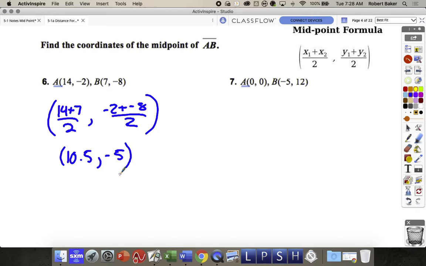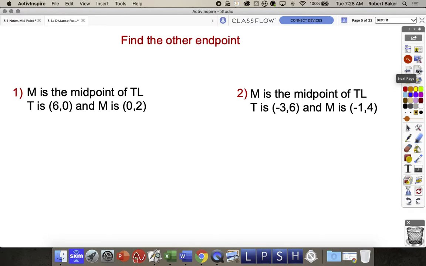So the last version of this is finding another endpoint. So in this scenario, I'm giving you one endpoint and one midpoint, and it is your job to find the other endpoint. So it says M is the midpoint of line segment TL. So I have line segment TL, and I know that M is exactly in the middle, so that this piece equals this piece. What I'm going to do is kind of make a number line here.